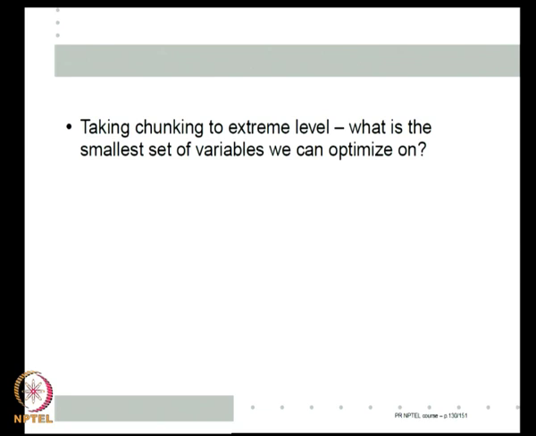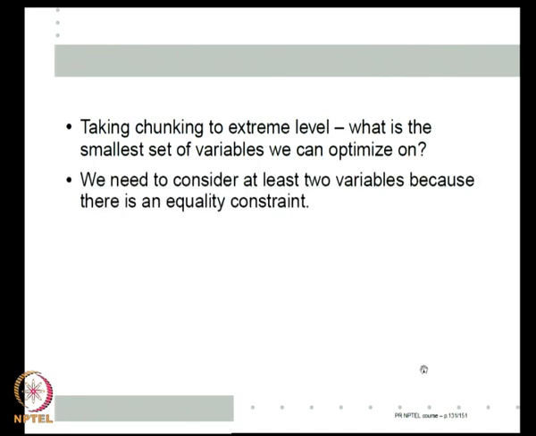SVM Lite takes 5 or 10 or 15 variables at a time, but I want to take chunking to the extreme level. I should ask what is the smallest chunk that I can optimize on. Because SVM has one equality constraint, I can optimize at most on 2 variables at a time. I can't change one variable keeping all the others fixed, because if I am at a feasible point and change only one variable, I go to an infeasible point, because there is an equality constraint.